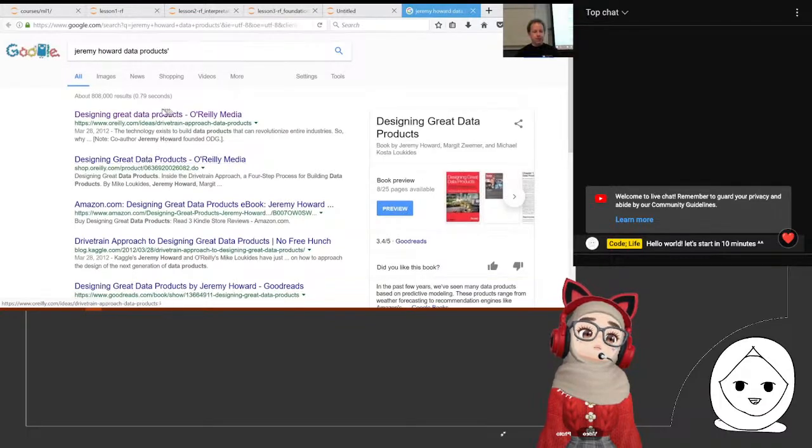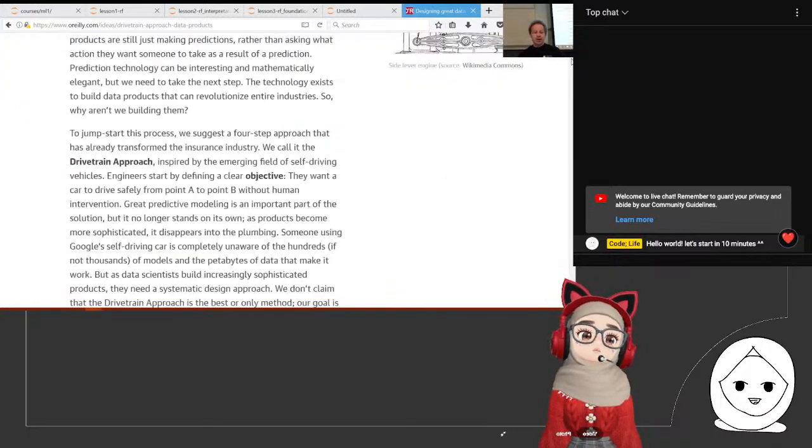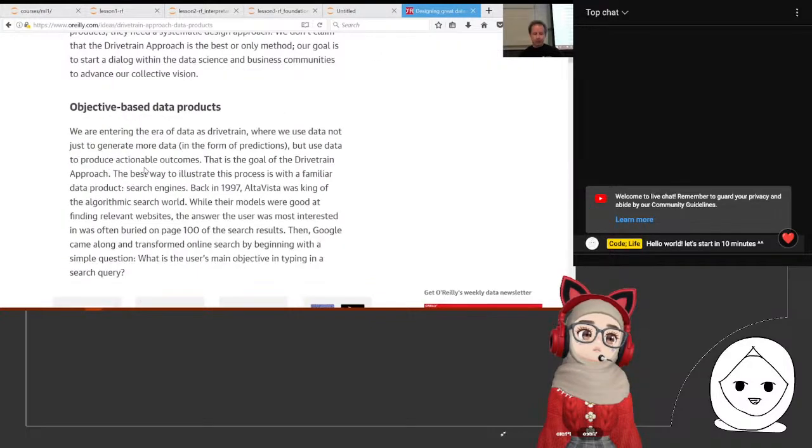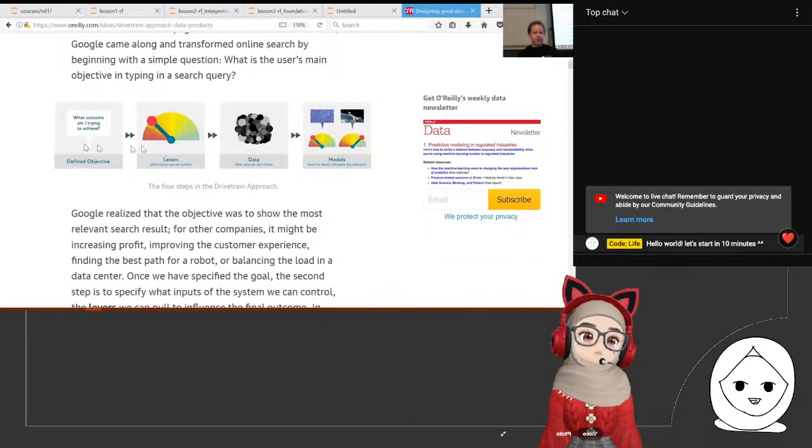There's a paper you can find, Designing Great Data Products, that I wrote with a couple of colleagues a few years ago. In it, I describe my experience of actually turning machine learning models into stuff that makes money. And the basic trick is this thing I call the drivetrain approach, which is these 4 steps.